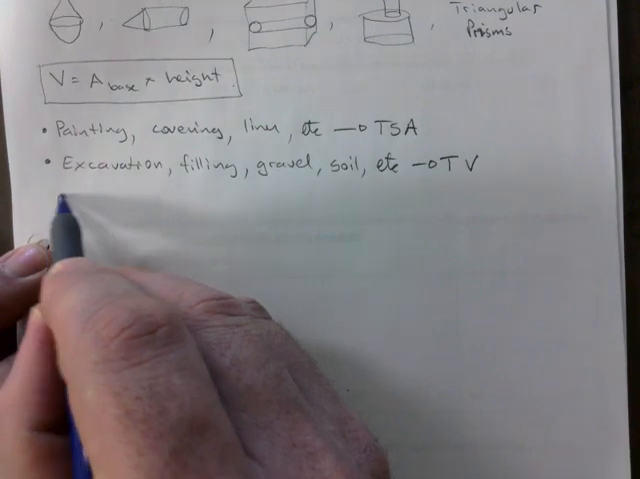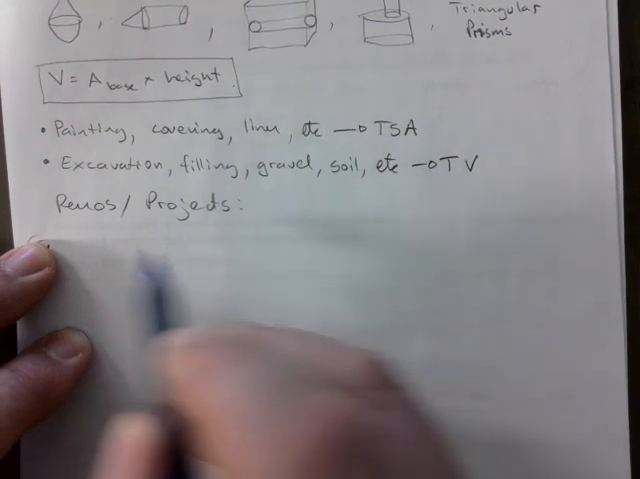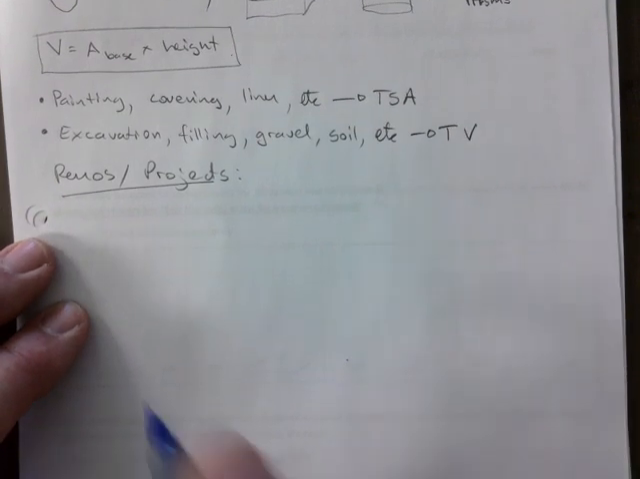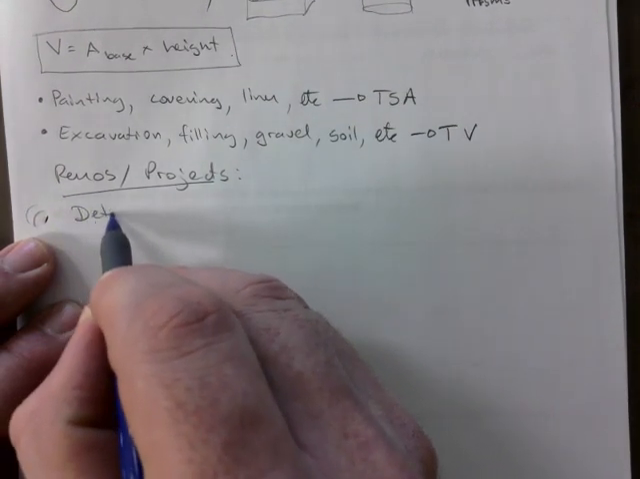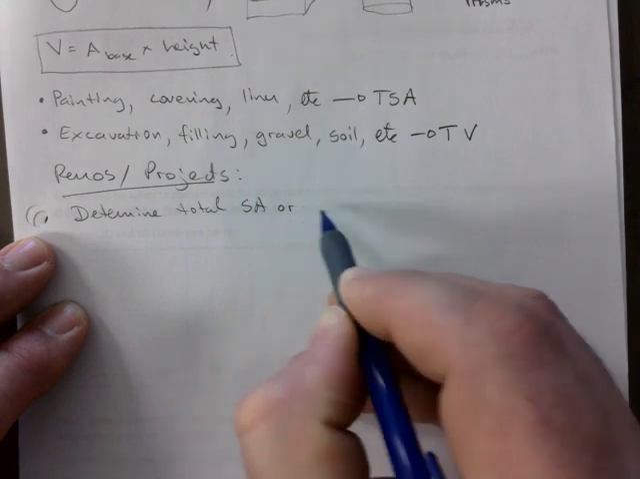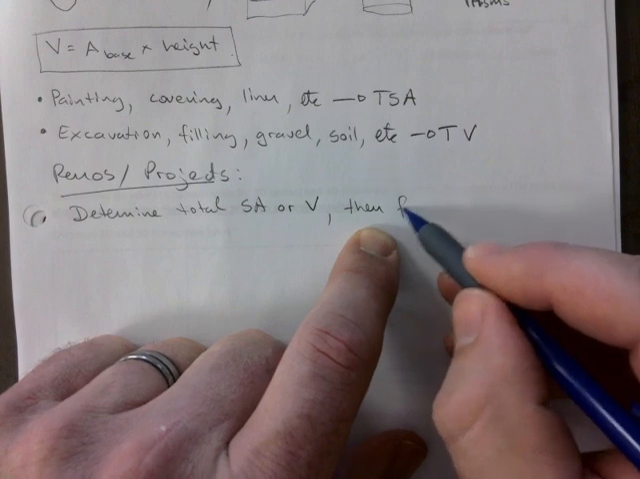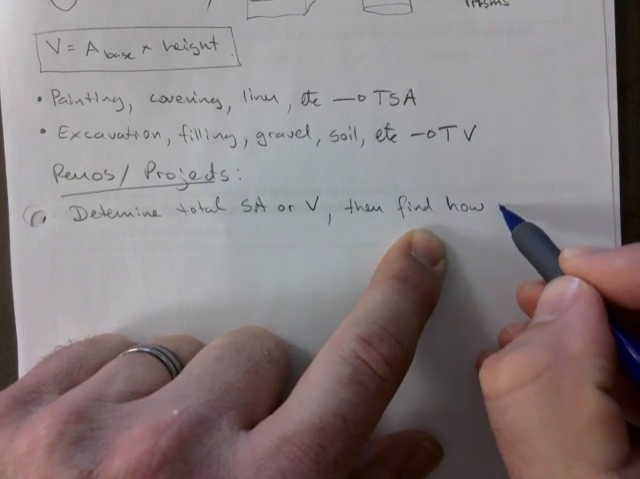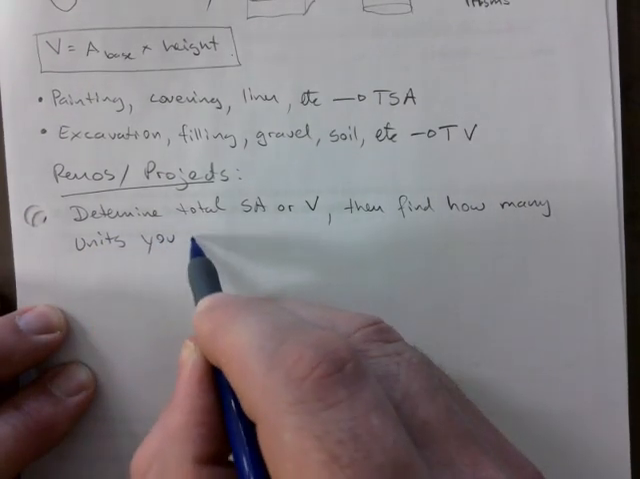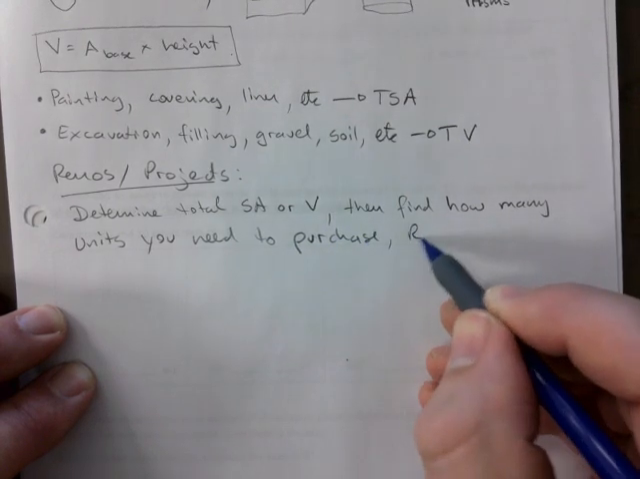Remember, for reno projects, determine total surface area or volume, then find how many units you need to purchase. Round.